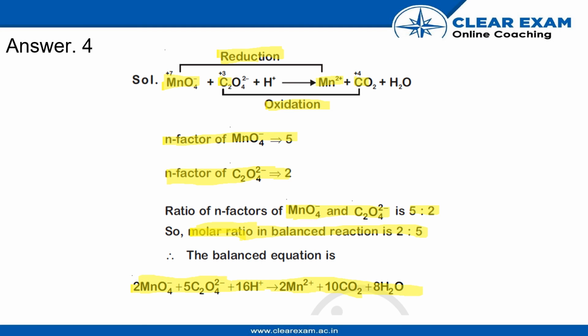So now, 2 MnO4 minus, 5 C2O4 2 minus and 16 H plus. These are the reactants after balancing the equation.